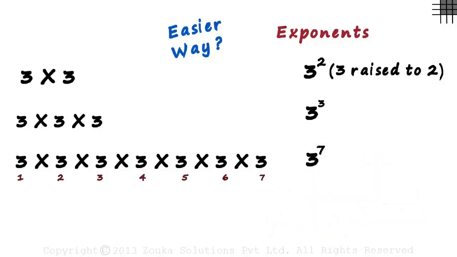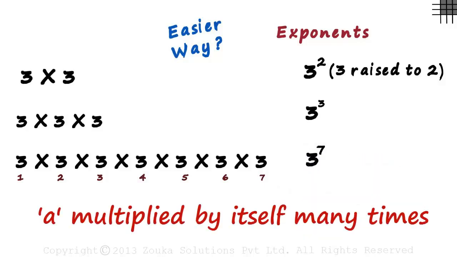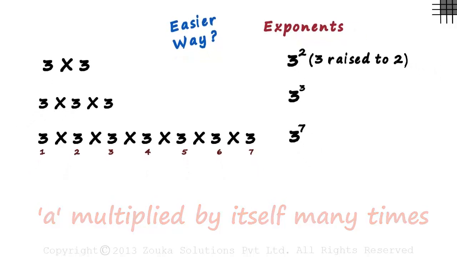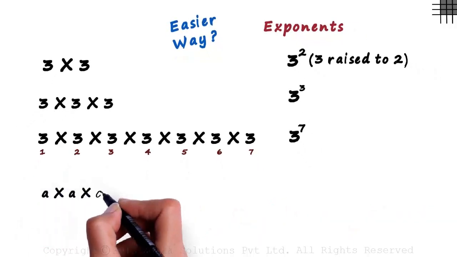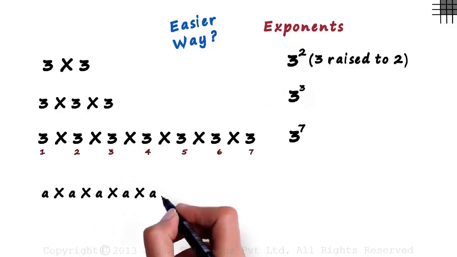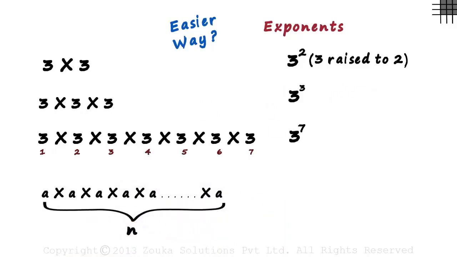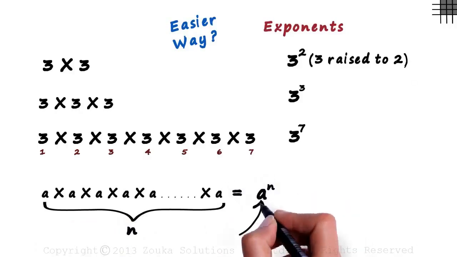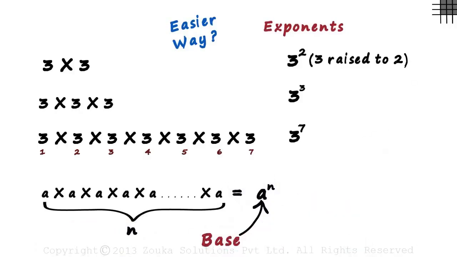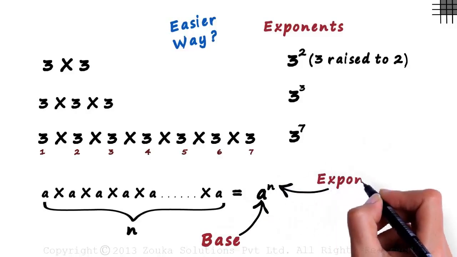If we have any number, say a, multiplied by itself many times, we write it as a multiplied by a, multiplied by a, multiplied by a, and so on. If there are n number of a's in this product, then it can be written as a raised to n. The number a is called the base and the number n is called the exponent.